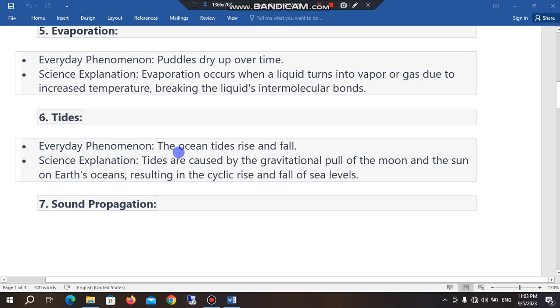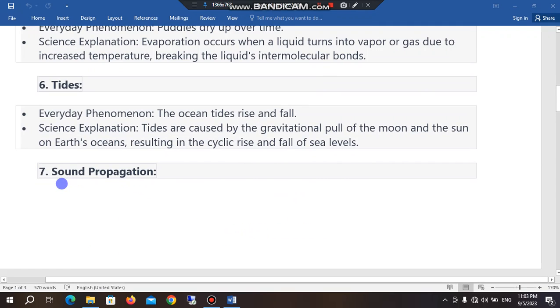Point number 6, tides. Everyday phenomenon. The ocean tides rise and fall. Science explanation. Tides are caused by the gravitational pull of the moon and the sun on Earth's oceans, resulting in the cyclic rise and fall of sea level.